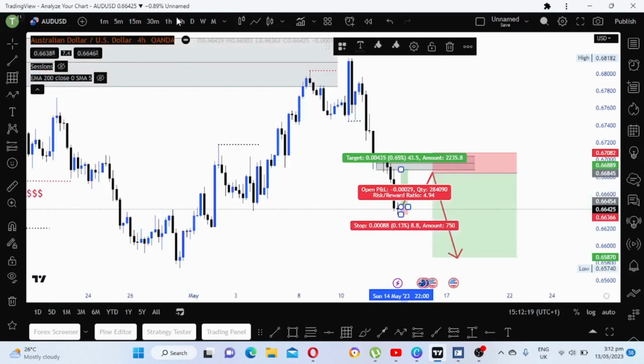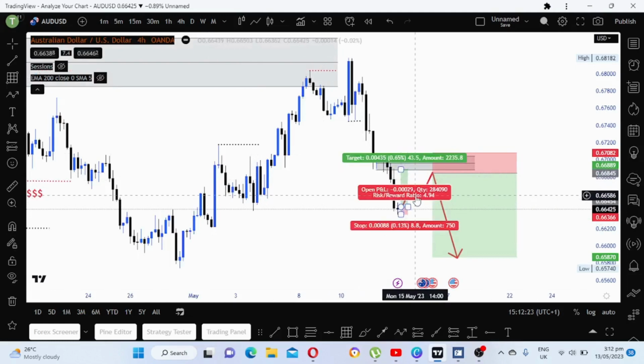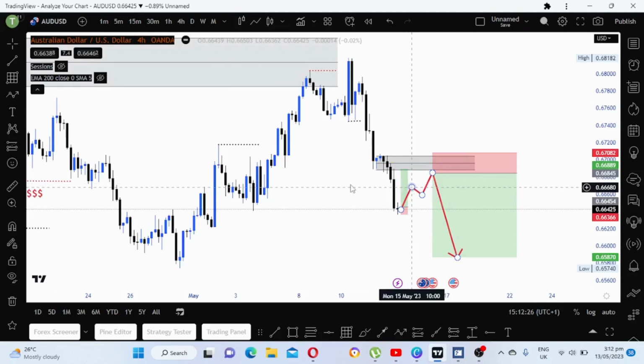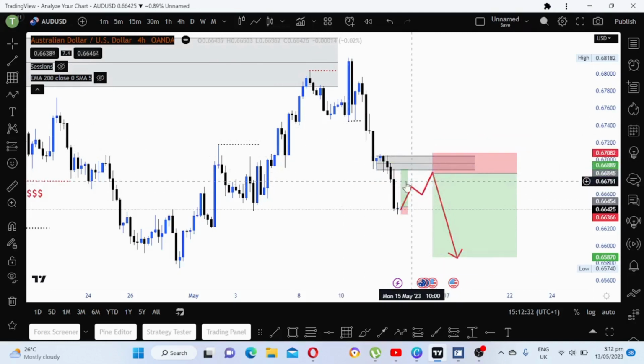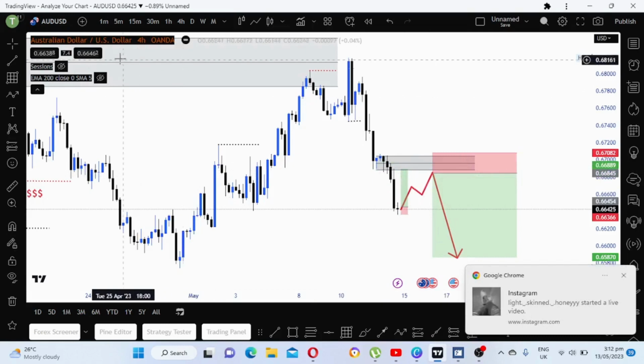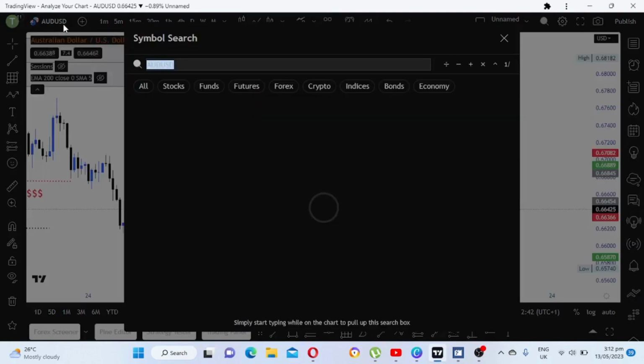That is AUD USD. So now we are waiting for a pullback. Now we will be in a pullback phase. What we have to wait for is what price will give us on Monday. For me, I'm looking for sales. So I'm just waiting for price to pull back at this zone and then I sell. So that's my view on AUD USD.